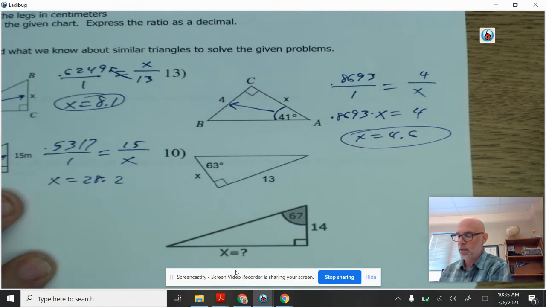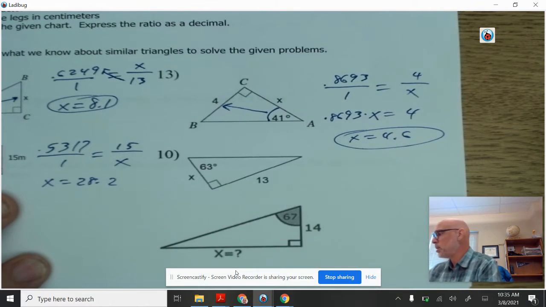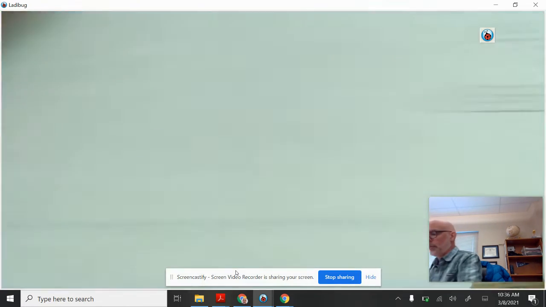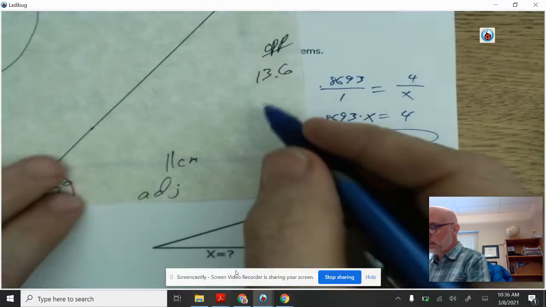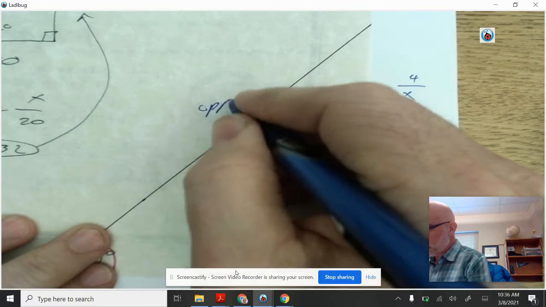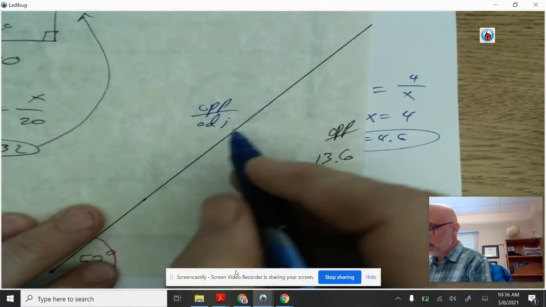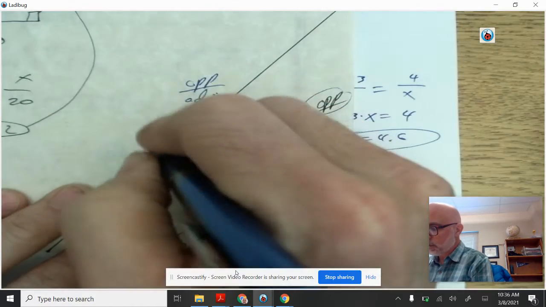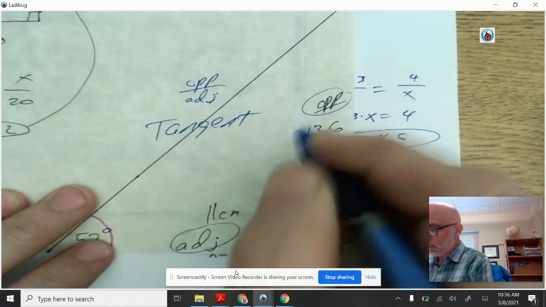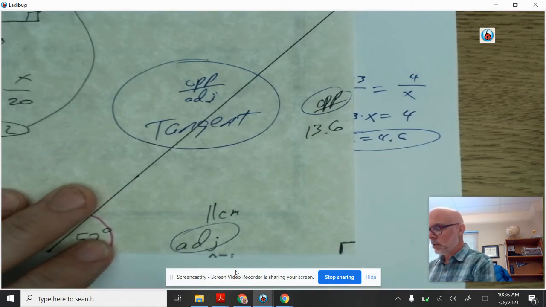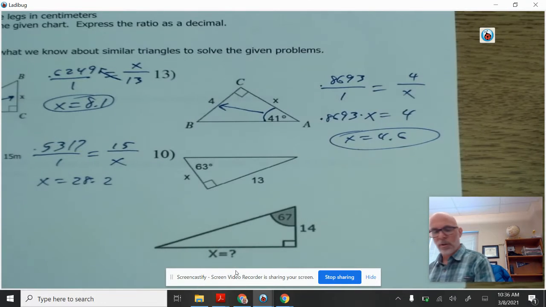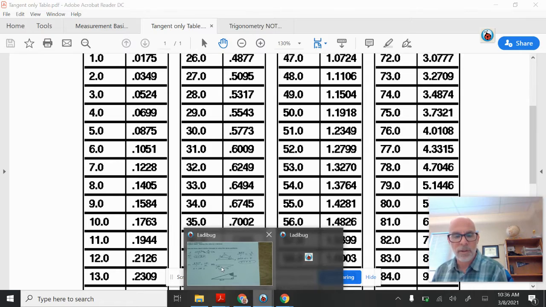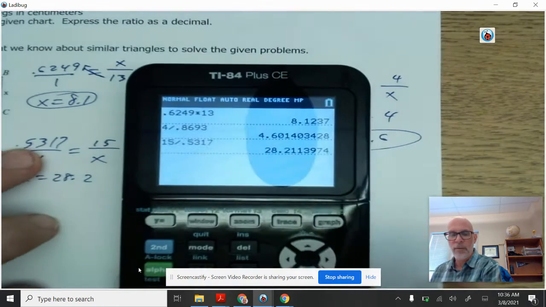Okay, next thing I need to teach you. This ratio that we keep using, every time I compare the opposite to the adjacent, when we did this opposite over adjacent ratio, it has a name. It's called the tangent ratio. All right, tangent ratio. So this chart, you're wondering if you're going to get this chart to be able to use on your test. No, you're not.